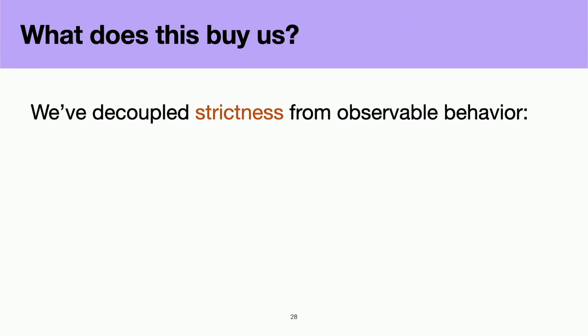So, what have we done here? What does all this buy us? Well, we have decoupled the definition of strictness from the observable behavior of programs. And this has a number of benefits.